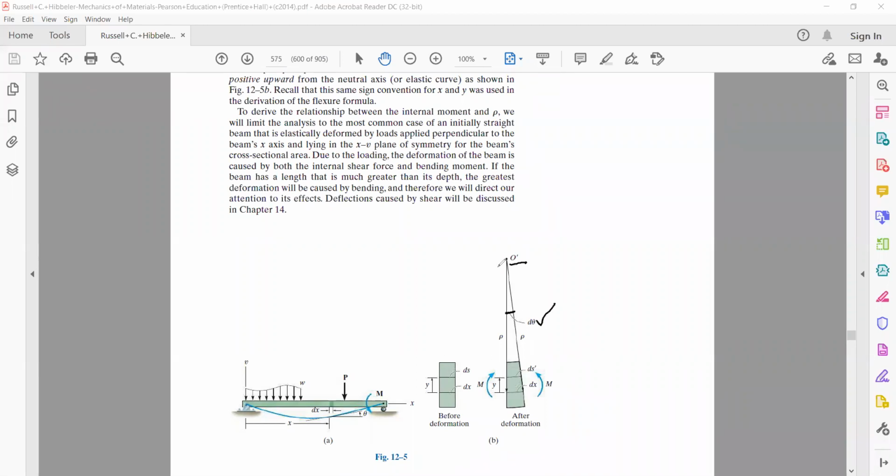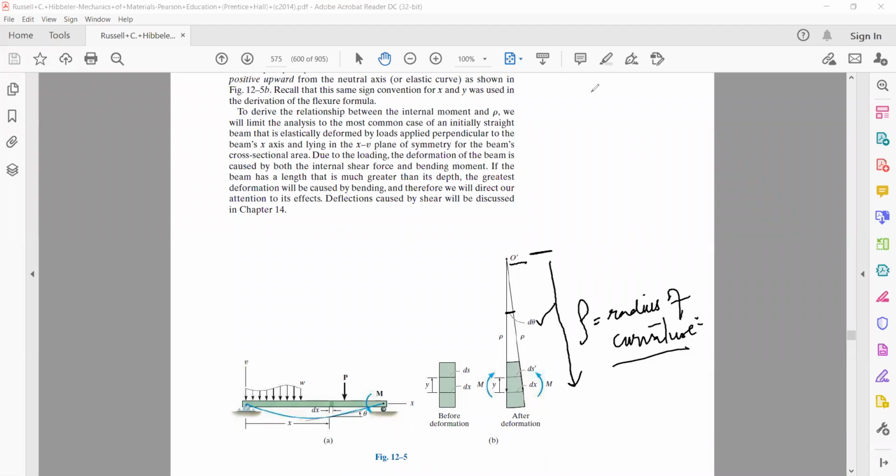Now the distance of this point of intersection from the neutral axis is called rho. This is written by rho. This is called the radius of curvature. This is the radius of curvature of this thing.